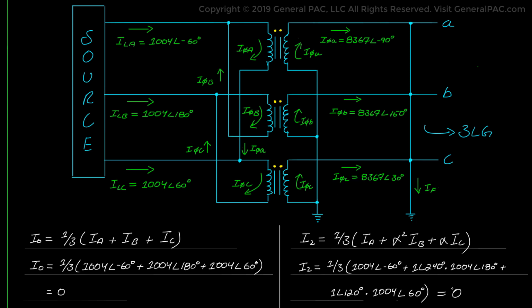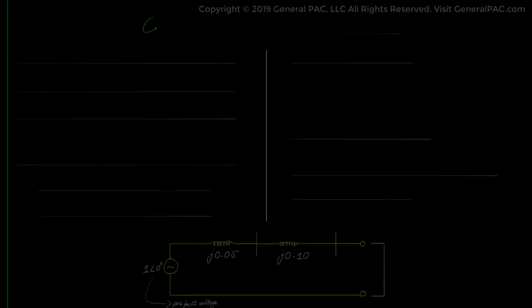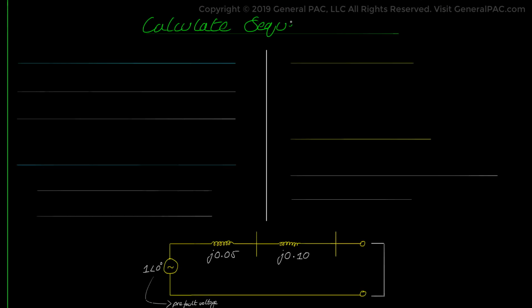Remember that the 3-line to ground fault is a perfectly balanced fault type, and it will be perfectly balanced on both the low voltage side of the transformer as well as the high voltage side of the transformer. Next, we will calculate the sequence voltage quantities, again reflected on the high voltage side of the transformer.